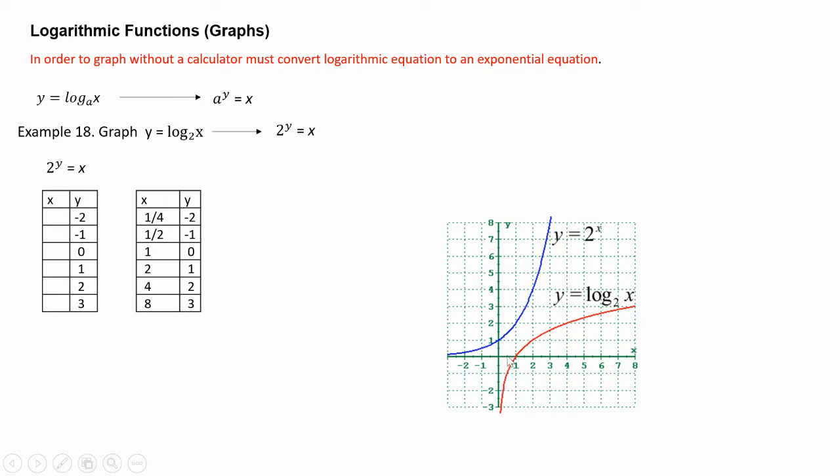And when x is 1/2, 1/2 will be about here. Y will be negative 1, and so forth. So this is the graph in red of the logarithmic function, and the one in blue is the one for the exponential function. And again, I only did 2 examples, one of each, because time is short. The one in red is a log.